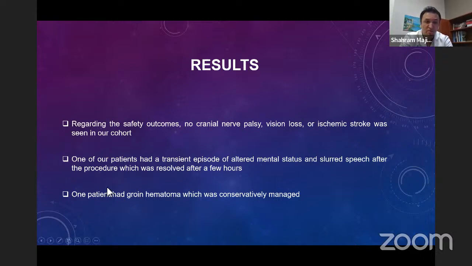One of our patients, though, had a transient episode of altered mental status and slurred speech after the procedure, which resolved in a few hours. And regarding the access site complication, one patient had a growing hematoma, which was managed conservatively with no intervention needed.